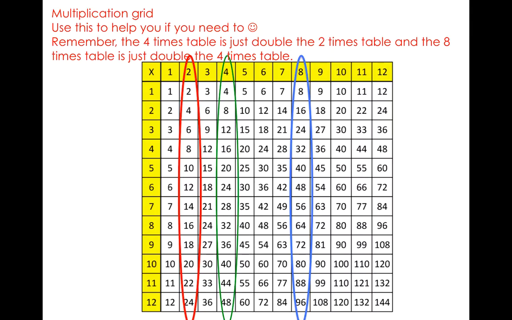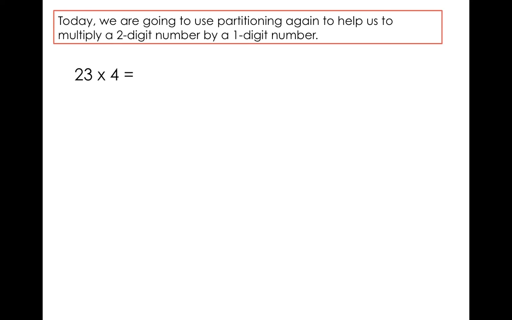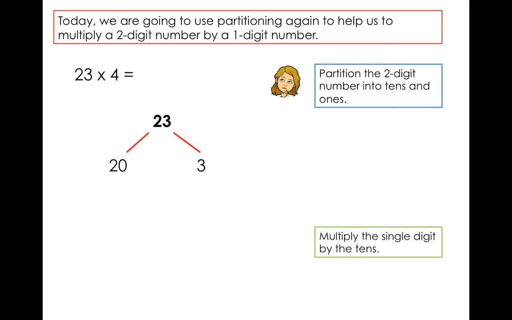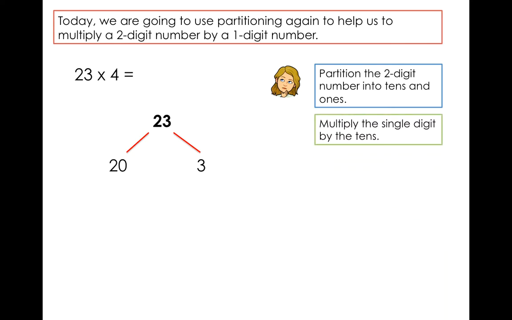Okay, brilliant. Now, what we've got to do first of all to help us with this method, remember, is partition the 2-digit number into tens and ones. So if I partition 23 into tens and ones, I've got 2 tens, which is 20, and I've got 3 ones, 3. So I've got 20 and 3. My next step is to multiply the single digit in the question, 4, by the tens. So I'm going to do 4 times 20.